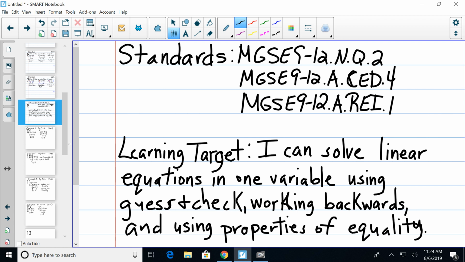You will receive a small packet that has all of the standards so that we don't have to worry about you writing them, because you have to keep track of which ones you've mastered and which ones you haven't. So you just write the numbers. MGSE 9 through 12.N.Q.2, A.CED.4, and A.REI.1. So these are the standards that we're going to be looking at.